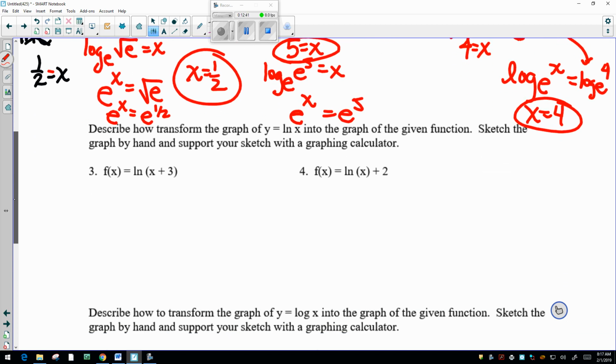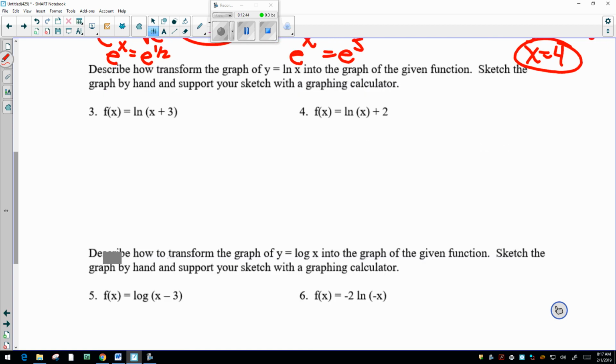Okay. So now we're going to take a look at transformations. Transformations work the same as they have in the past. So if we're looking at this function, natural log of x plus 3, this plus 3 should be telling me I am shifting to the left 3. So natural logs and regular log base 10s, or regular logs in general, things to keep in mind, they will always have an x-intercept at the location 1, 0. Okay? They will also be asymptotic to the y-axis.